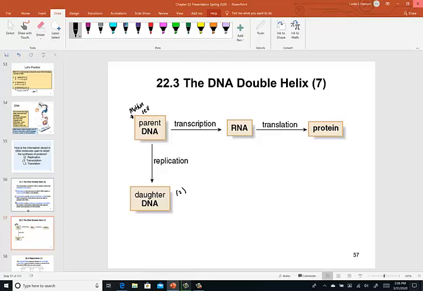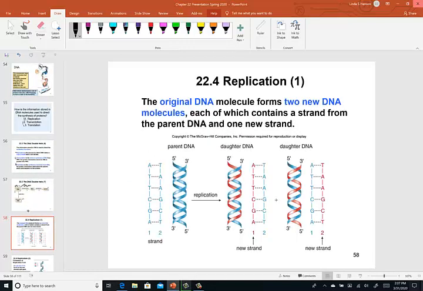Now, in a parent DNA, when it wants to create proteins, it's the director of protein synthesis. The first part that we'll undergo is transcription of the genetic code out from the nucleus into the cytoplasm via an RNA molecule, and then the process to translate that genetic information into a specific protein. We transcribe, and then we translate to build a protein. So the parent DNA has two major functions: to replicate and to direct traffic for protein synthesis. Let's look at the replication process first.